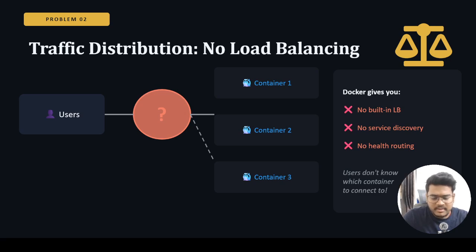Then obviously, the next point which you discussed is traffic distribution. Users are coming, but there is no load balancing. So how will traffic go to each container? We can't decide. Docker is not for traffic distribution either. There is no built-in load balancer, no service discovery, no health routing, nothing, right?